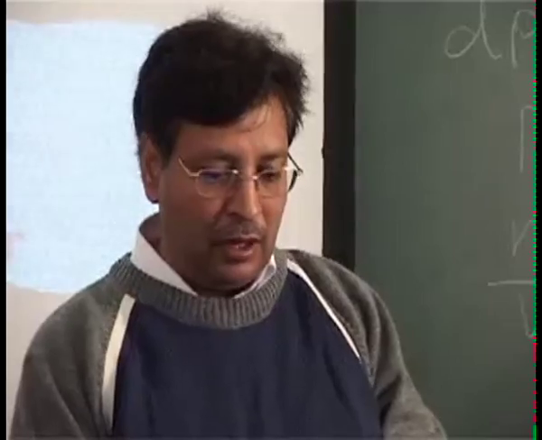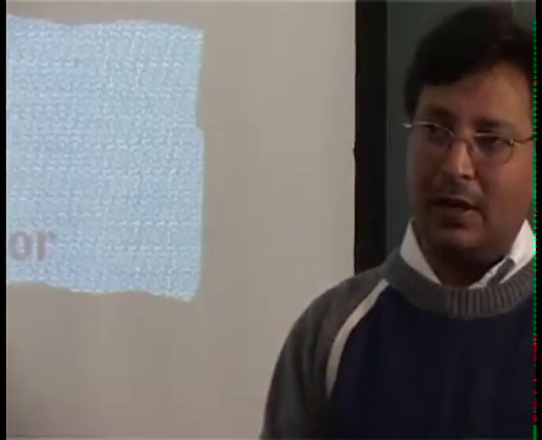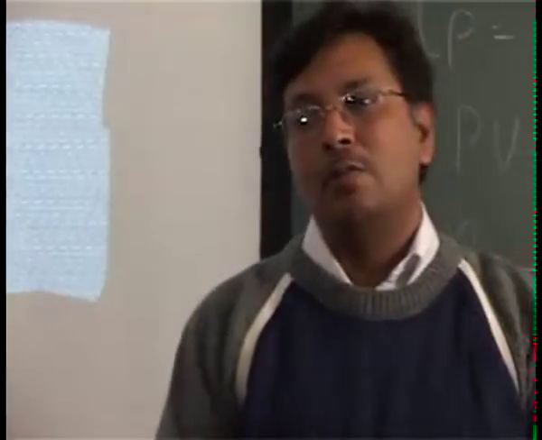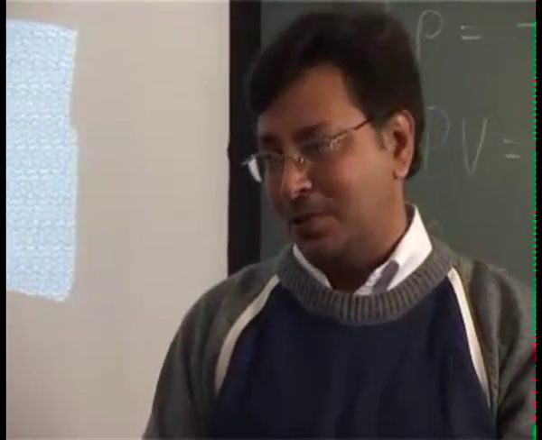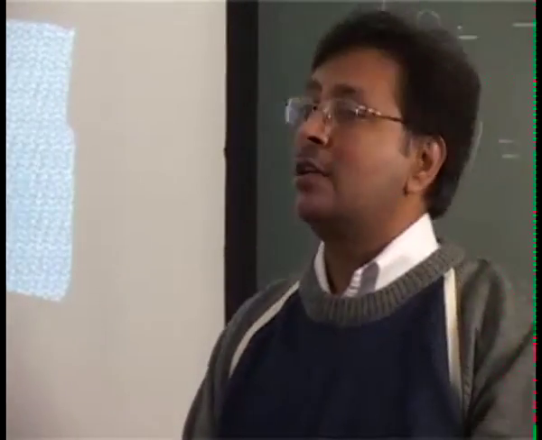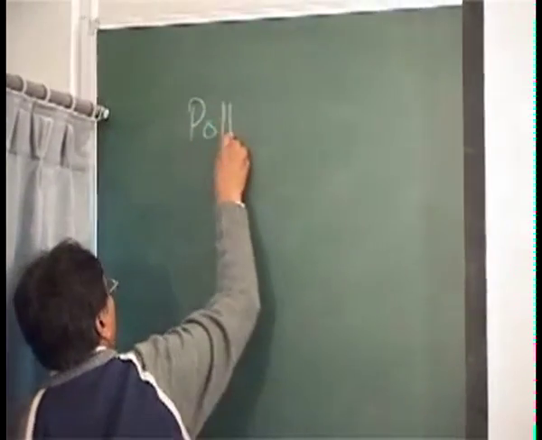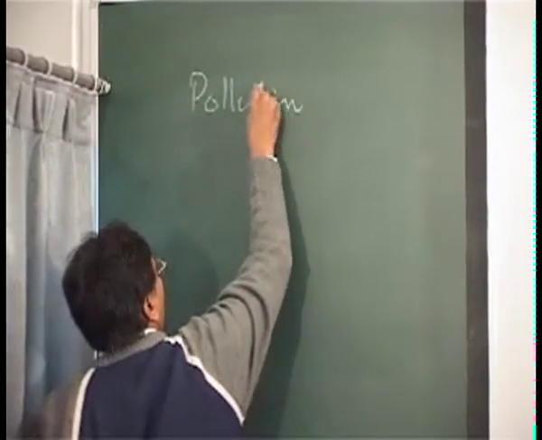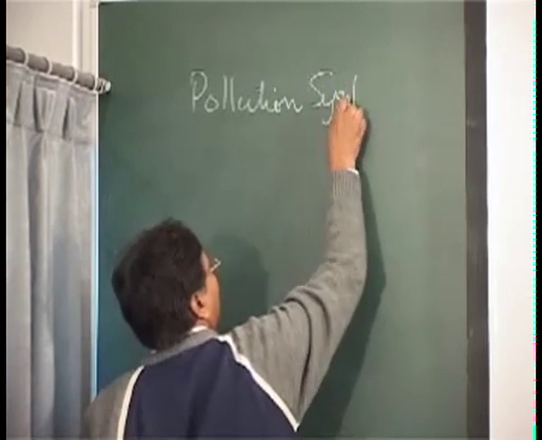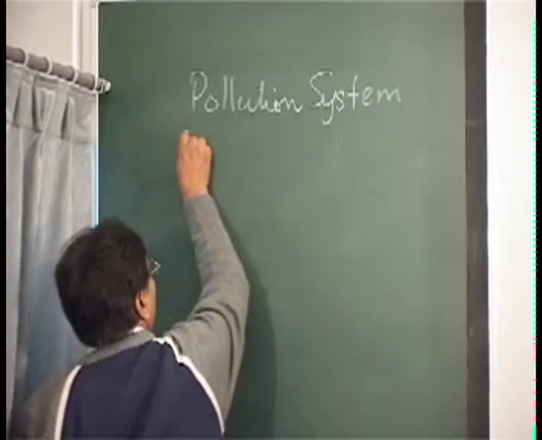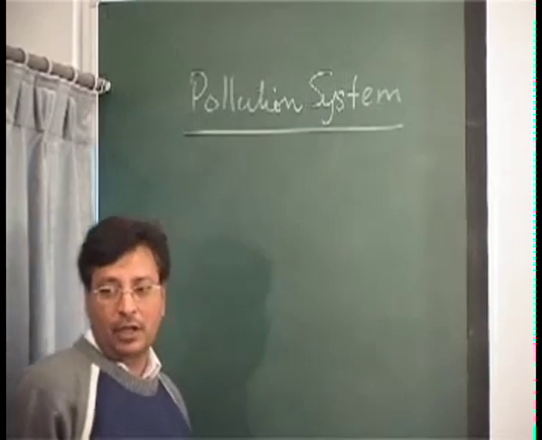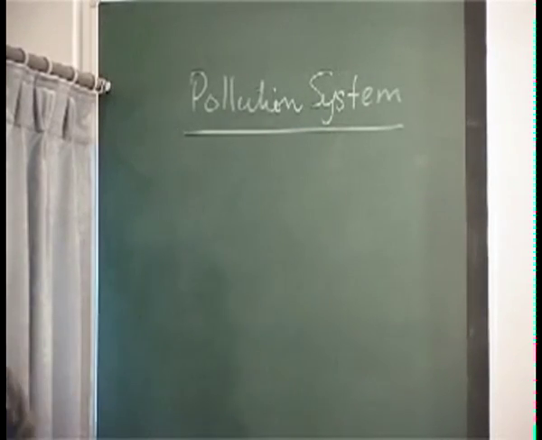Now I want to move to something, and we might repeat it a little bit. Now we are moving slightly from the atmosphere to air pollution. What I want to talk to you about is the air pollution system. Or let's talk about the pollution system first. What I mean by a system is certain components and their interactions. That's what a system is.